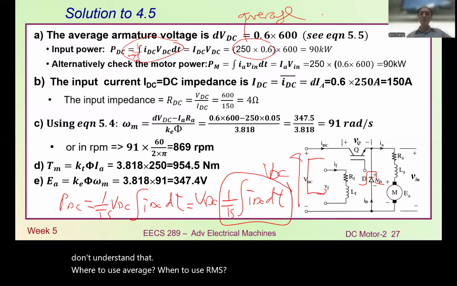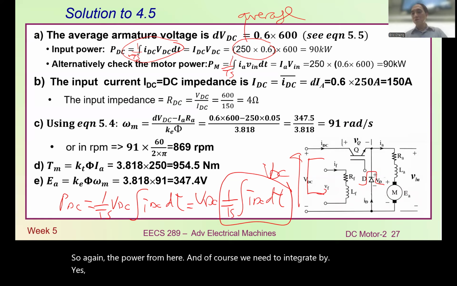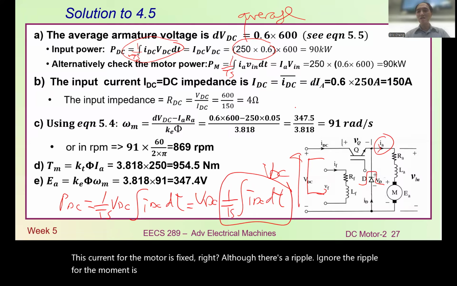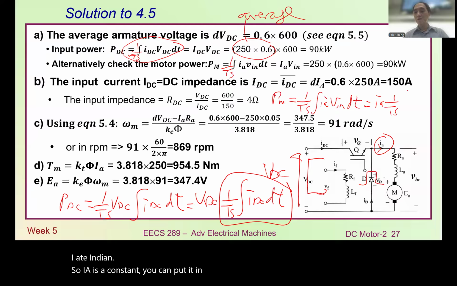Because of this equation, the power from here, of course we need to integrate over TS. So now the power for the motor. You see this is current. This current for the motor is fixed, right? Although there's a ripple, ignore the ripple for the moment, it is fixed. So in here we can see that PM equals 1 over TS integral of IA V dt. IA is a constant, we can put it in the front, and then 1 over TS.